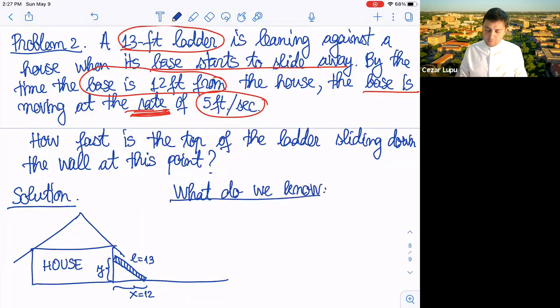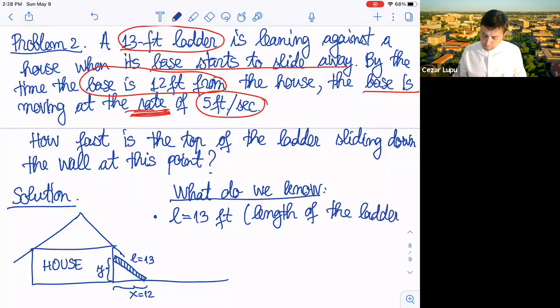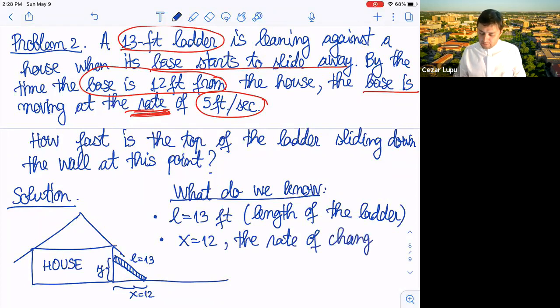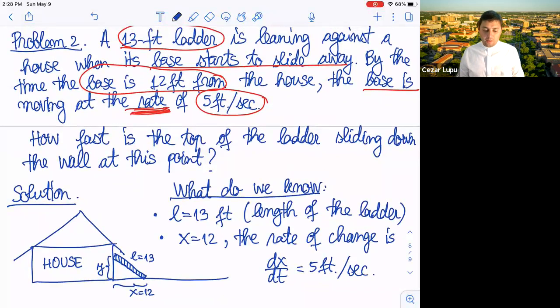So we need to identify first what we know. We know that the length of the ladder, L, is 13 feet. What else? We know that the base x equals 12, when the rate of change of the base is dx over dt, 5 feet per second. So we know this. And we need to figure out dy over dt.